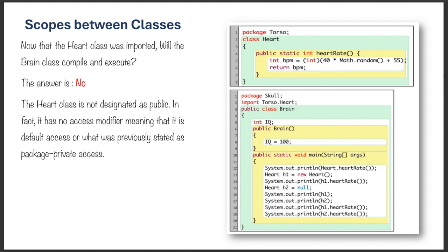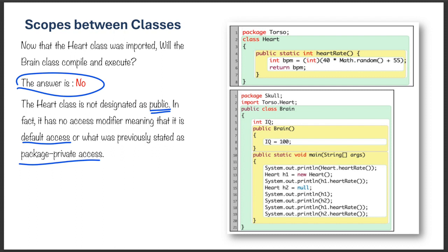So we're continuing with this discussion of scopes between classes. Now that the heart class was imported, will the brain class compile and execute? Again, the answer is no. The heart class is not designated as public. In fact, it has no access modifier, meaning that it's default access, or what we said was package private. And since they belong to different packages, it can't be package private.